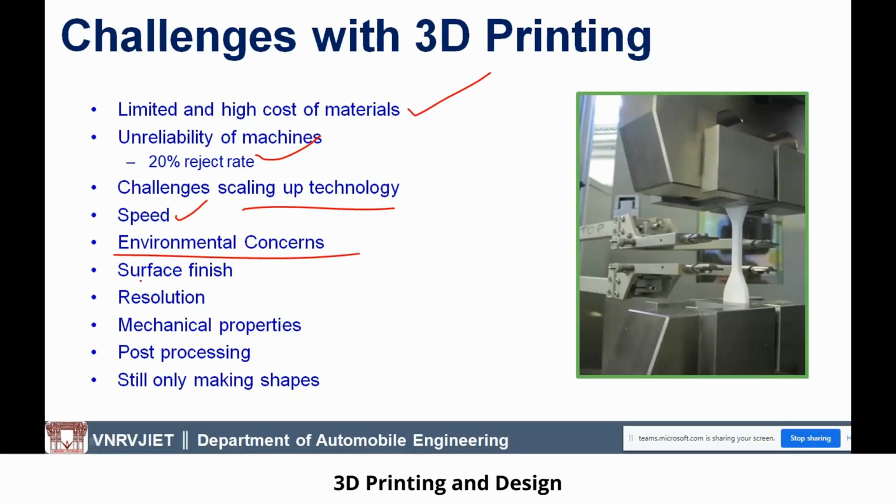You can concentrate on that. Surface finish you can improve. Improvement of surface finish, and the resolution, that means strength and density, you can concentrate on with further research, and improvement of mechanical properties you can also do. Post processing is challenging, and in most cases we are still only making prototypes. If you want to produce actual products, we need to do some research, and there is scope with the help of this 3D printing.